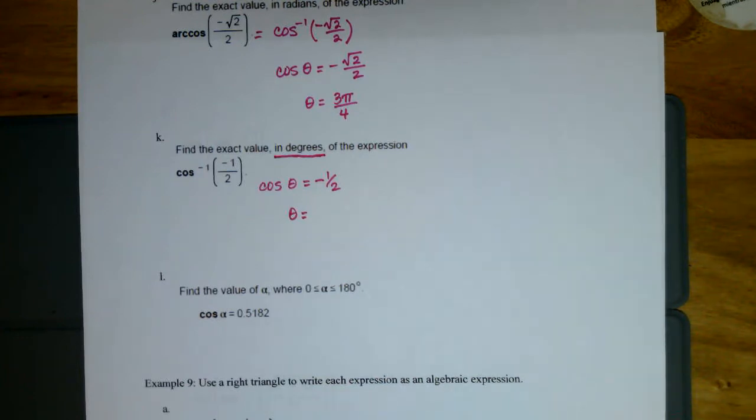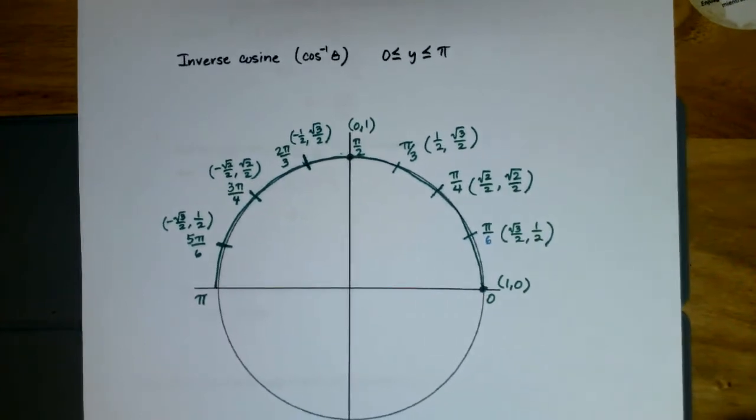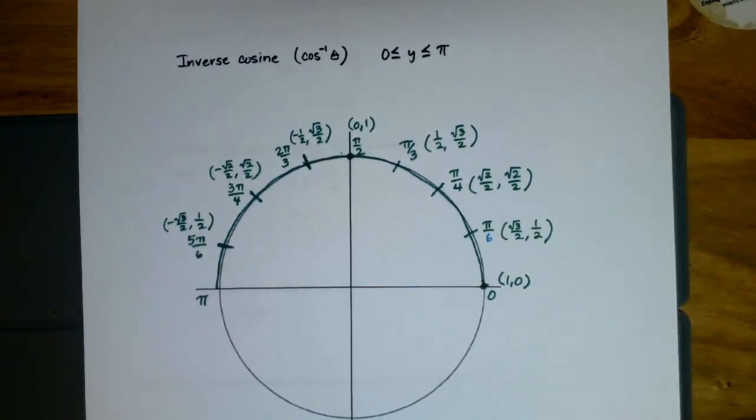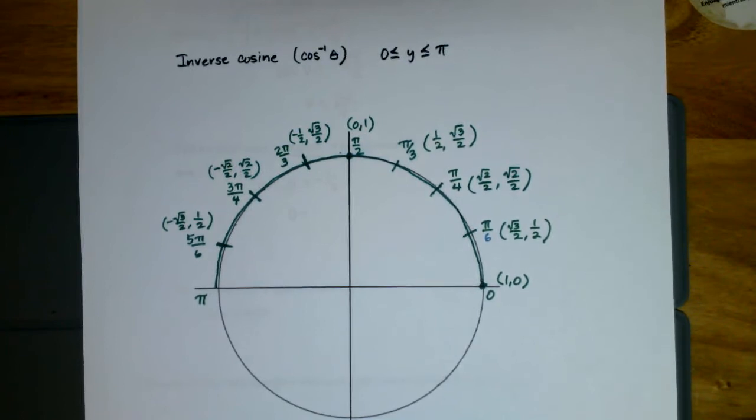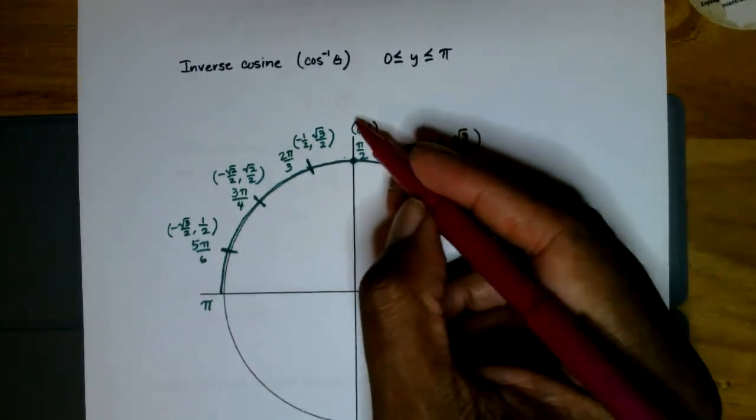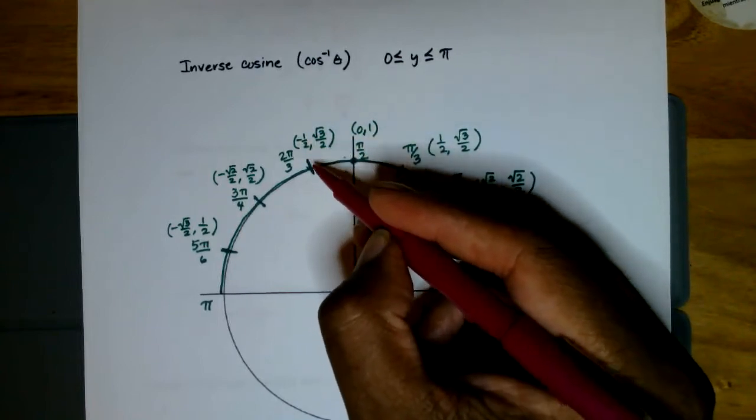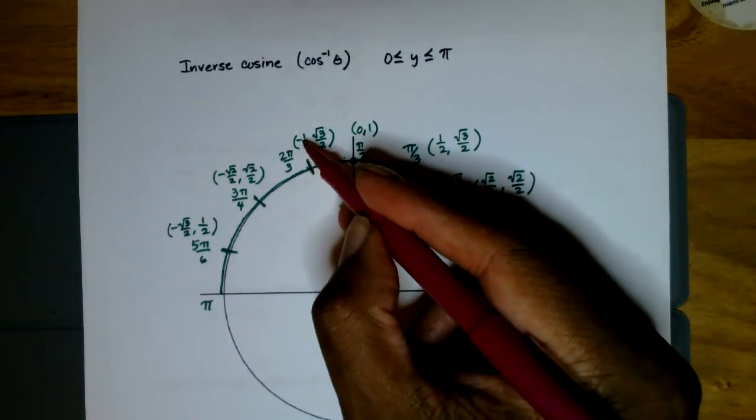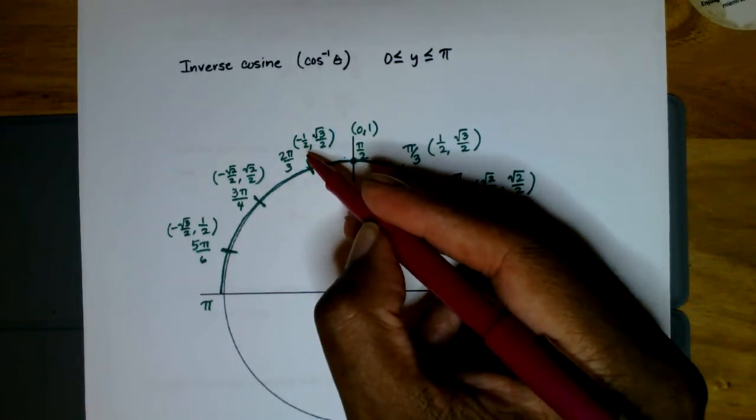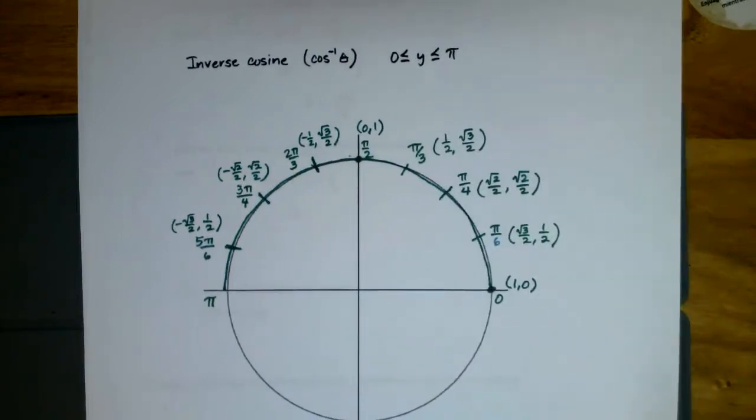So going here to the unit circle for inverse cosine, I want the x-coordinate for 1/2. The x-coordinate for actually negative 1/2. Need the x-coordinate for negative 1/2, which is right here, because this point has the x-coordinate of negative 1/2. The corresponding angle for that will have to be 2 pi over 3.